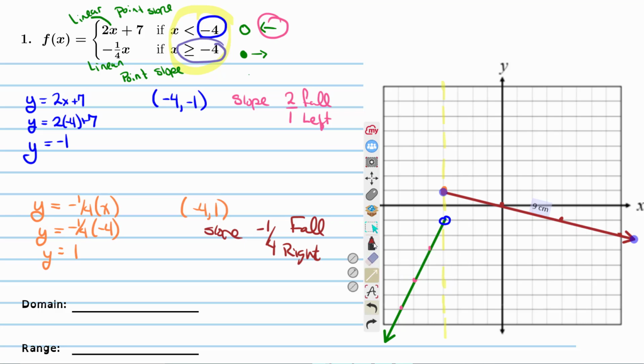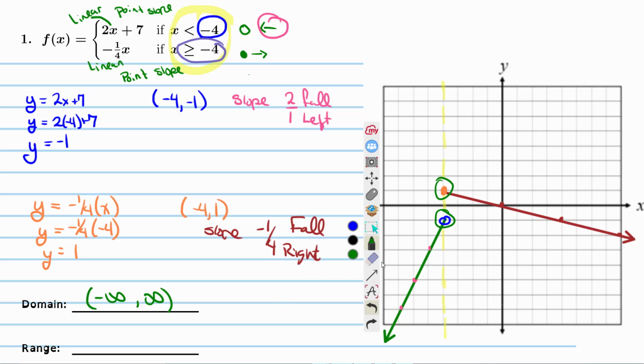So unless you see at the wall where you have a hole and a filled in, if you don't see it where both of them are the same wall, then your domain is not going to be this, but your domain is usually negative infinity to positive infinity, unless you have two that are holes on top of each other.